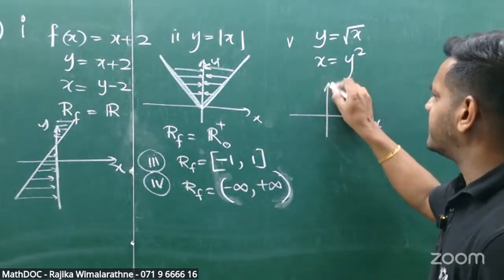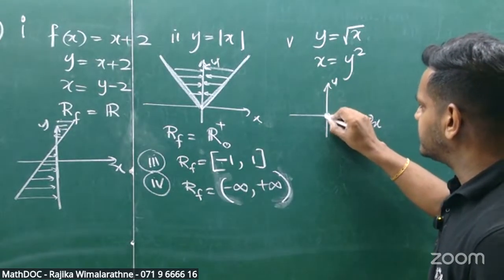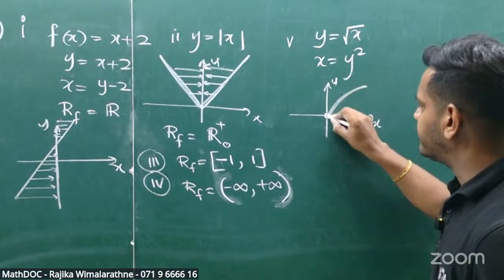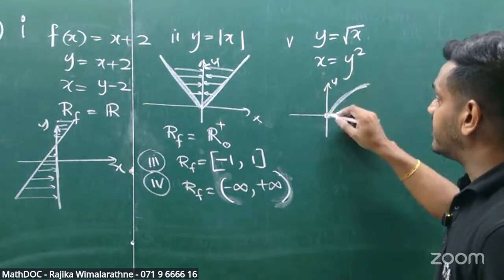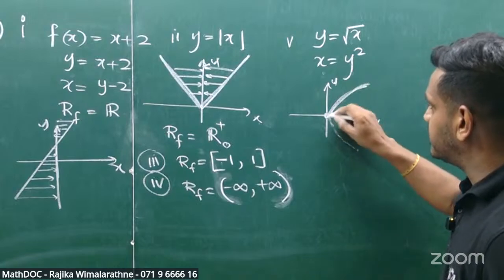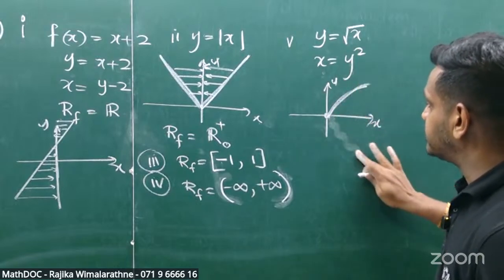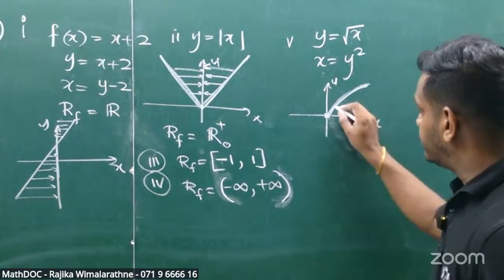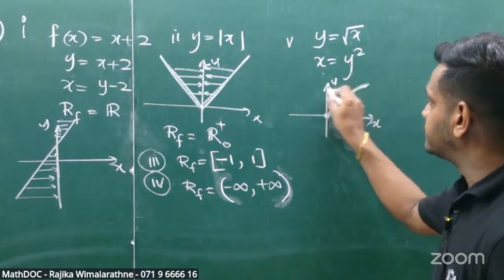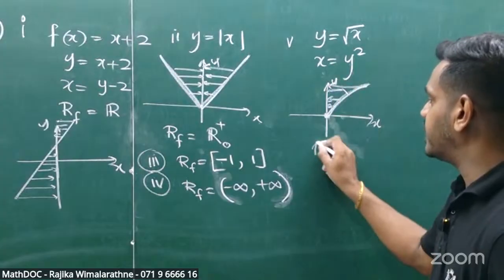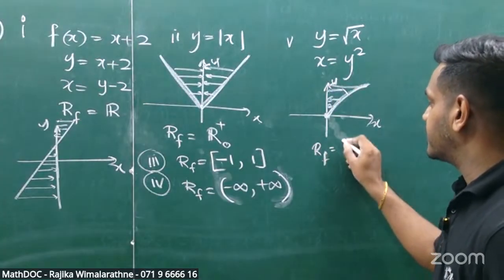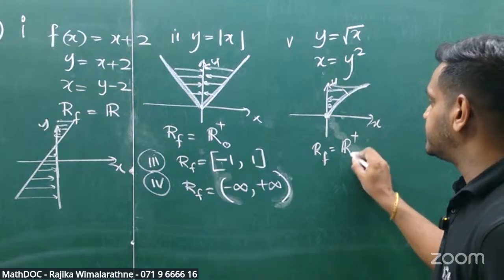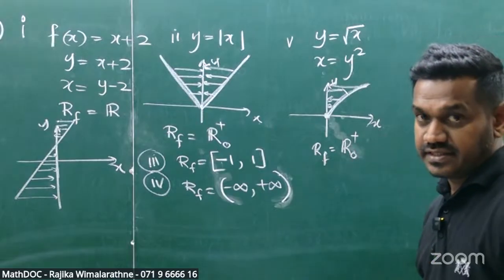Yeah, x-axis, y-axis. So the root x graph looks like this. X equals y squared here is the function, but the y equals root x graph is this. Therefore, only positive y values are possible. Therefore, the range is the positive real values and 0. Just get the idea, okay?